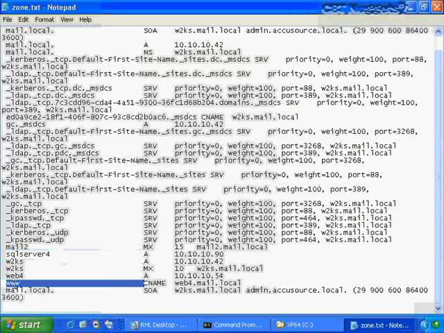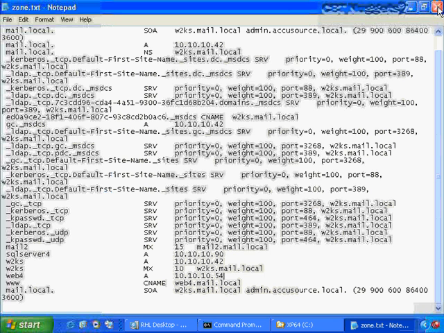Here's the www server for it. It's got a CNAME record that points back to Web 4. So Web 4 is going to be 10.10.10.54. Again, now we know our web server to attack if we want to do that. So anyway, pretty good information that you can get out of a zone transfer.